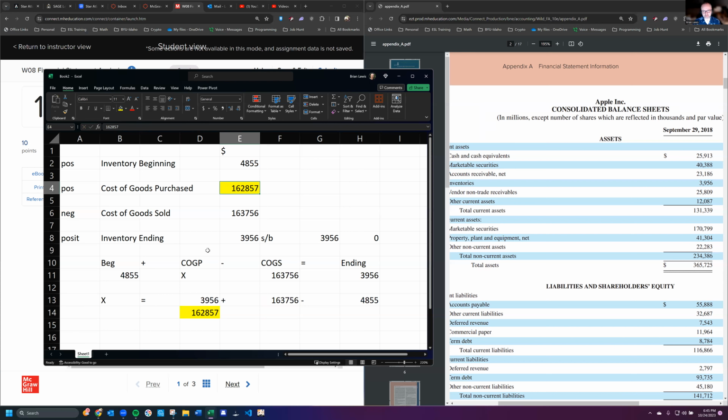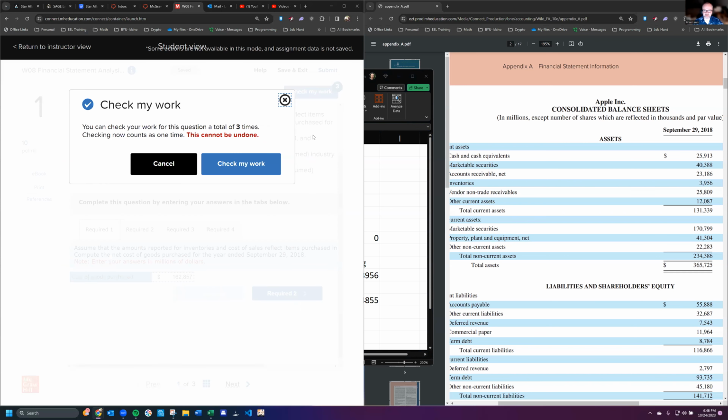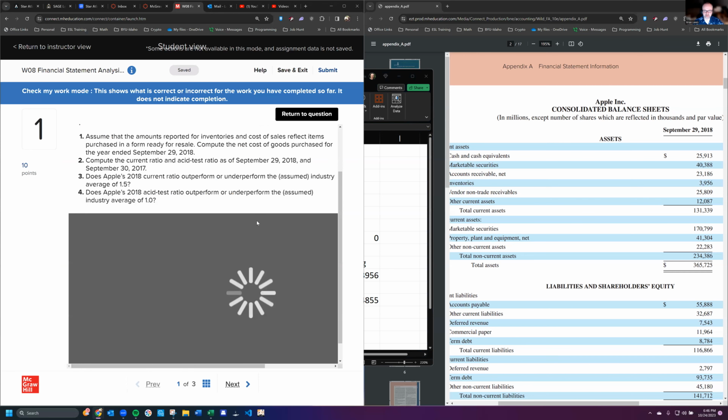So however you like to approach it, you could do it like I did here, just run it through a kind of formula that's visual, figure out the difference between the numbers and what it should be, and then plug it in, make sure you're right. Or you can do it algebraically, make sure you understand the formula, beginning plus purchases minus sales equals ending, right? And then solve for what you don't know and come up with that number. So 162,857 is what I would put in here. 162,857, right? You can check my work, double check that I'm doing pretty good here.